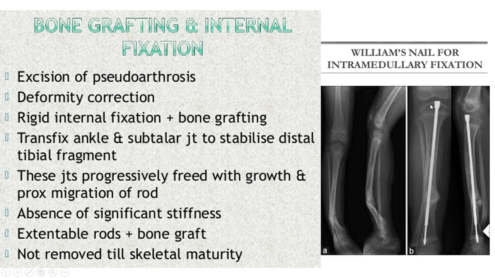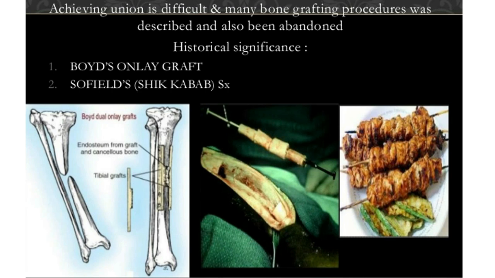Now we can use this type of rod. This is called Williams rod. It is an intramedullary rod. In our old treatment of non-union, we used to do multiple operations. There is one operation called Sikh kebab osteotomy, like a preliminary osteotomy, and there is a graft called dual onlay graft. One graft from here and another graft from here. This is called dual onlay graft.